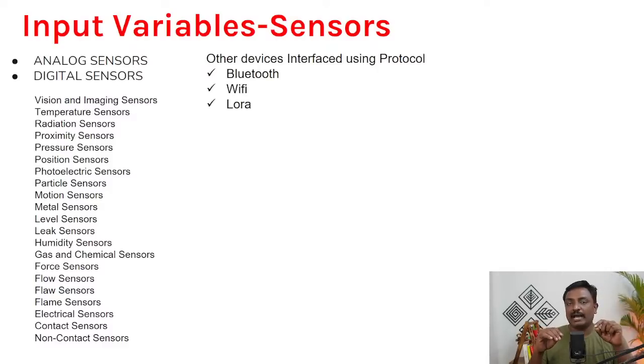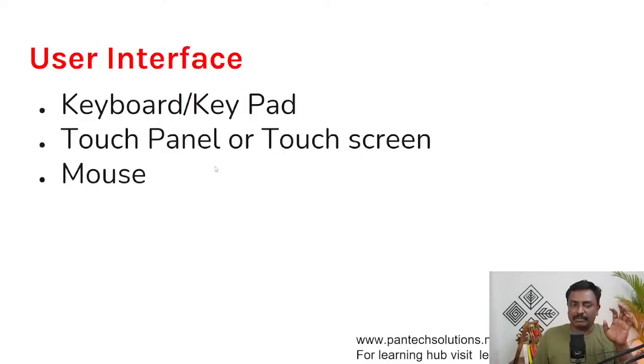You can also interface other devices. These sensors can be interfaced either with the GPIO, the general purpose input and output, or with the serial pins like the UART serial port, or they can be connected to the microcontroller via a Bluetooth, a Wi-Fi, or a LoRa module. So these are the input variables.